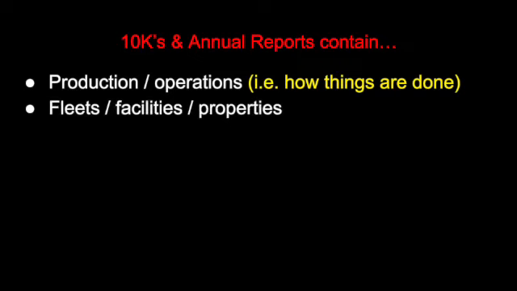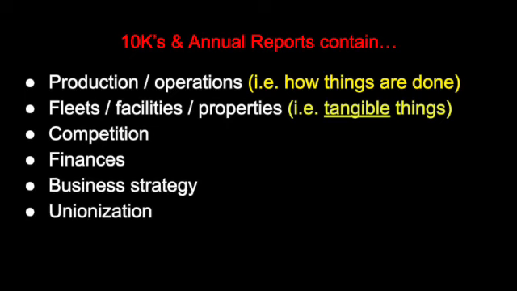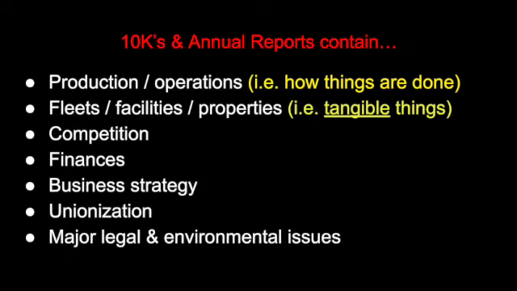But both of them have a ton of information, including information about production and operations, in other words, how things are done, information about fleets, facilities, and properties, in other words, tangible things, information about competition within the industry, its own finances, in other words, profits, revenues, debt, tax information, stuff like that, business strategy, unionization, how many union members it has in its shops, in which shops, which union, when the collective bargaining agreement expires, stuff like that. It also has major legal and environmental issues included.